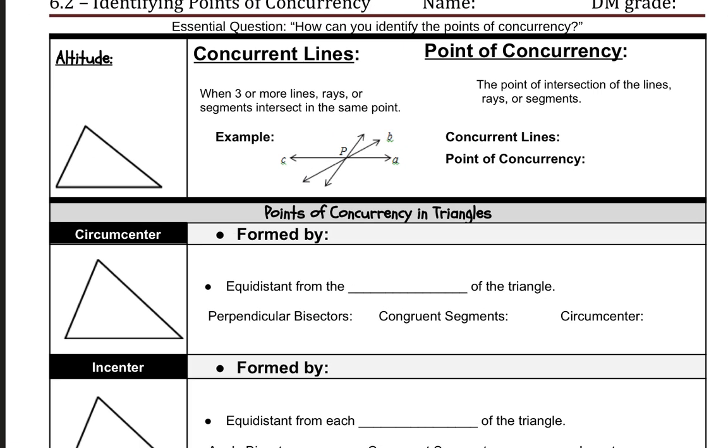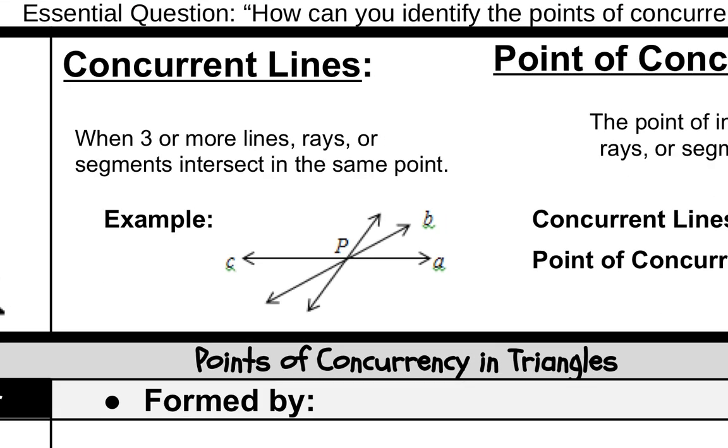What does concurrency mean? What are concurrent lines? Let's get our two highlighter colors that we want to use today. The first one, let's use for our vocabulary words. So concurrent lines: when three or more lines, rays, or segments intersect at the same point, they're called concurrent lines.